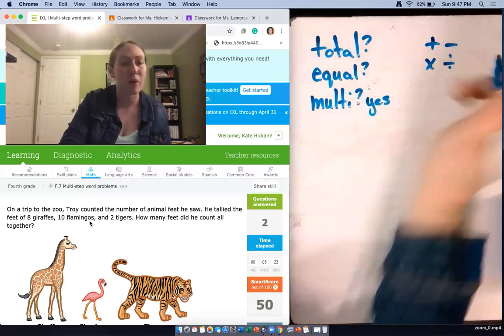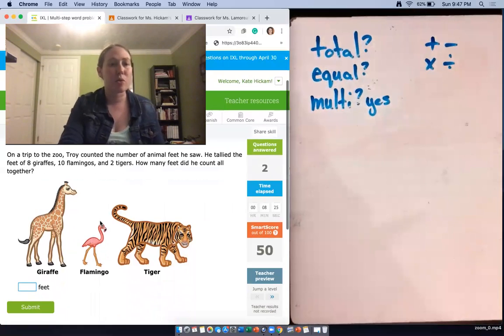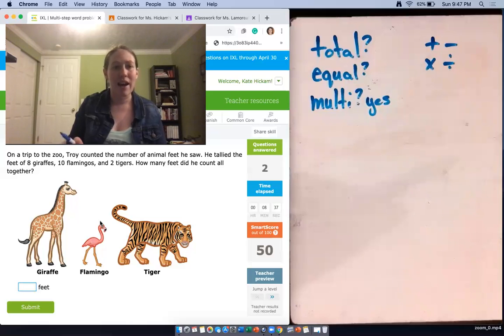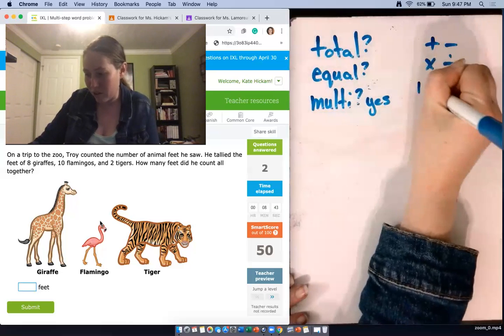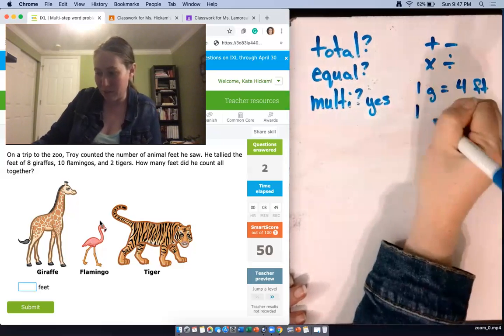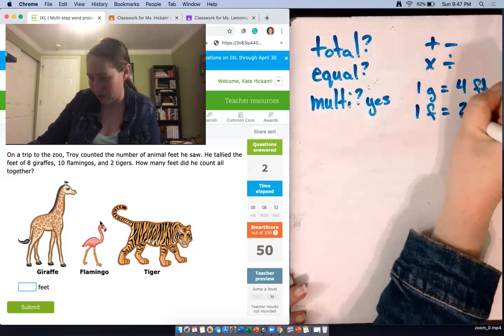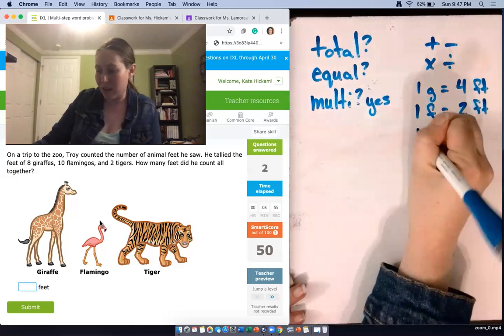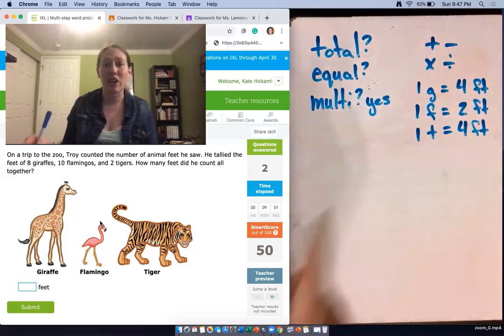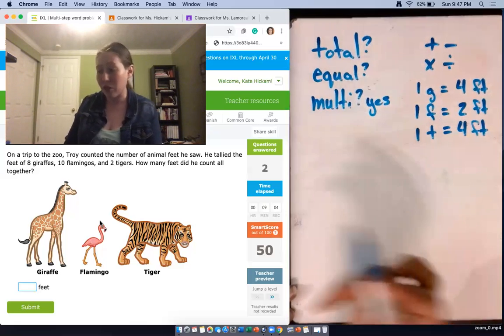All right, so on a trip to the zoo, Troy counted the number of animal feet he saw. He tallied the feet on 8 giraffes, 10 flamingos, and 2 tigers. How many feet did he count in all? Well, 1 giraffe equals 4 feet, and 1 flamingo equals 2 feet, and 1 tiger equals 4 feet. So we have to figure out what we're talking about. So we're looking for the total number of feet.